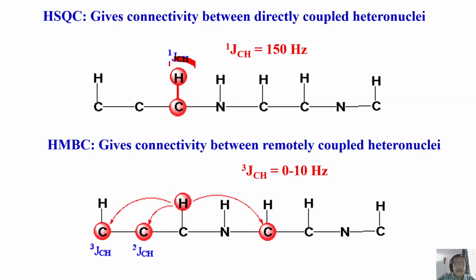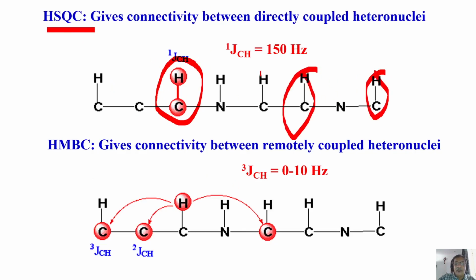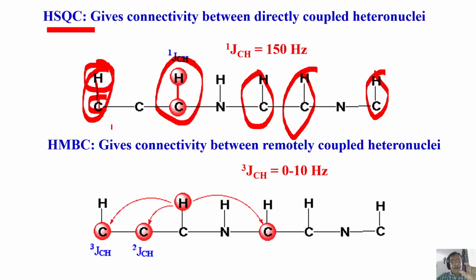Pictorially, this is what it is. Carbon proton one-bond coupling is obtained by HSQC, a one-bond correlation. Let us say I have five carbons attached to a proton. I am going to get five peaks in the HSQC experiment. In the carbon dimension, you will get this chemical shift. If in the proton dimension you go to this cross peak, you will get this chemical shift. So for each cross peak, going along the F1 and F2 dimensions, you get the chemical shift of the carbon and the corresponding proton.